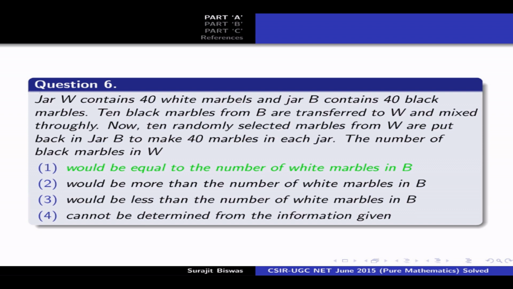So now we have to find out the number of black marbles in W in terms of the white or black marbles in B, or the fourth option is cannot be determined from the information given. So what would we do? We will see it using a diagram.